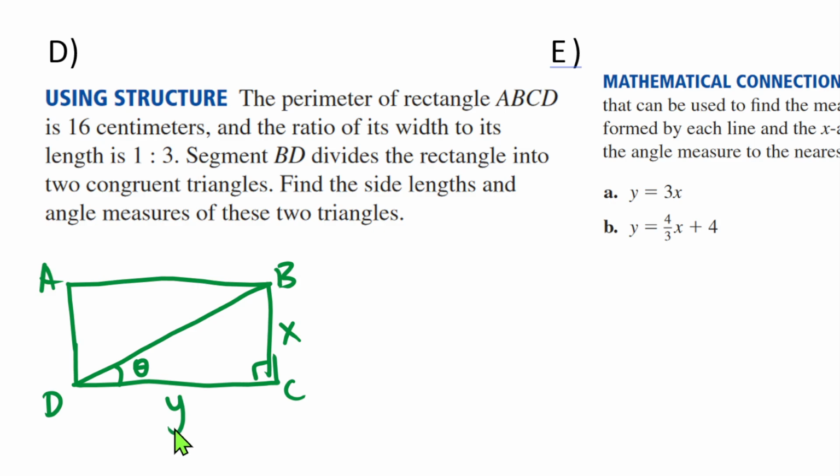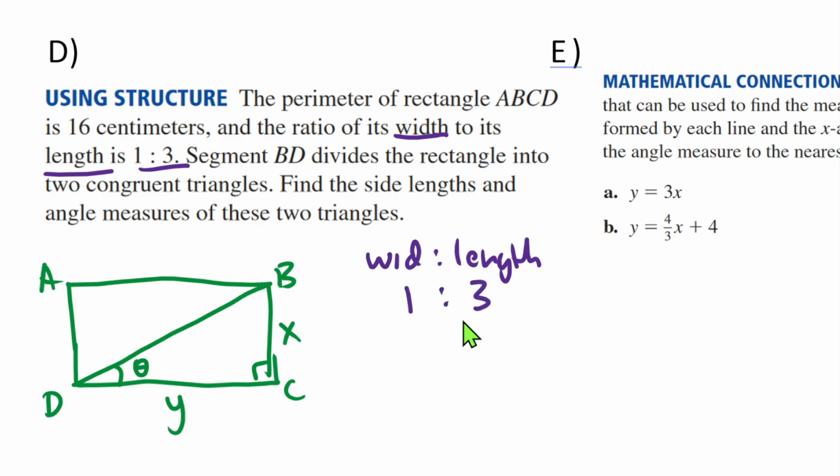The ratio of the width to the length is 1 to 3. So width to length is 1 to 3. Well, what did we put for the width? We kind of put for the width, we can call that x, and then we put for the length y. But what I'd like you to see is that we really could call the length 3x.